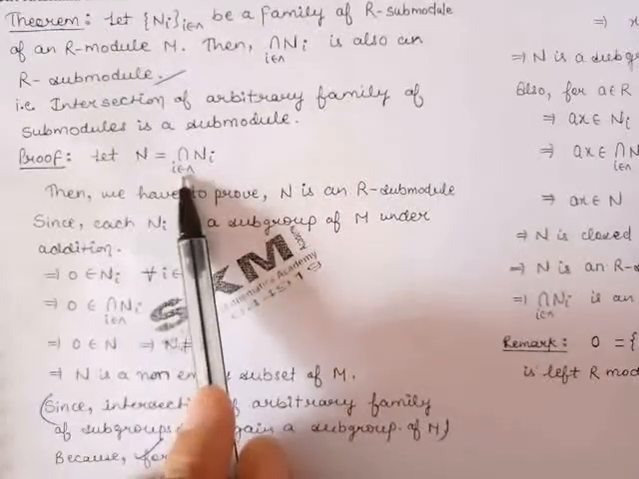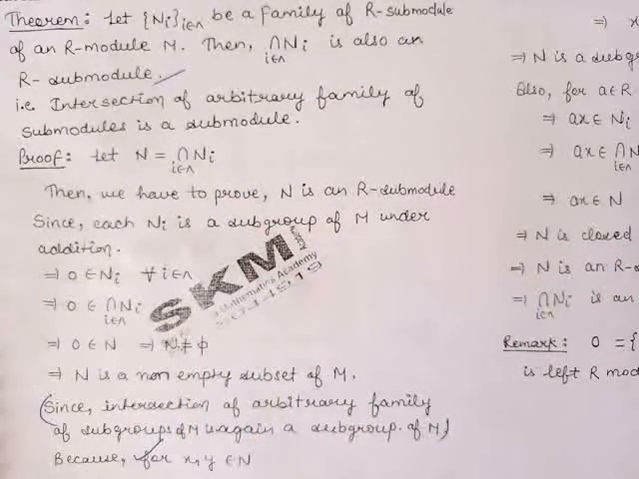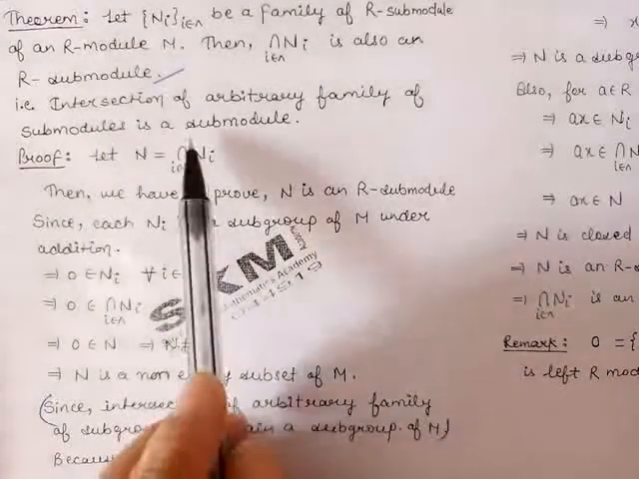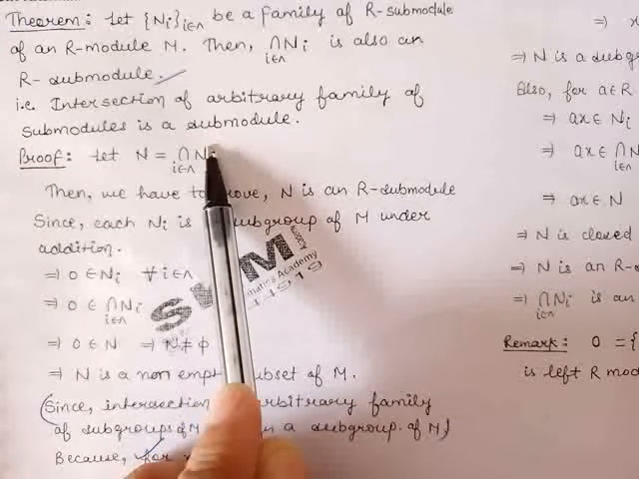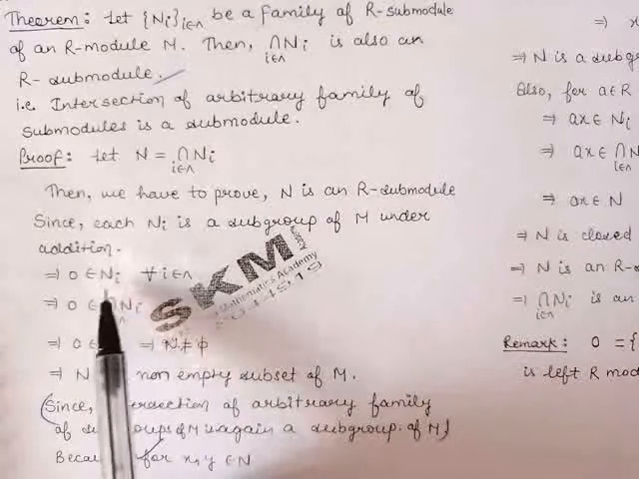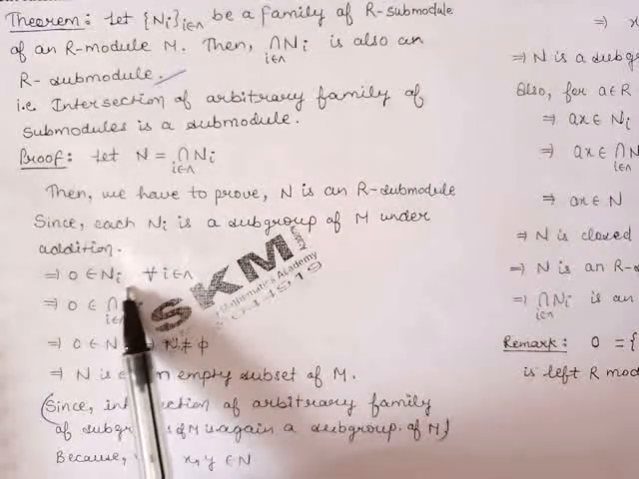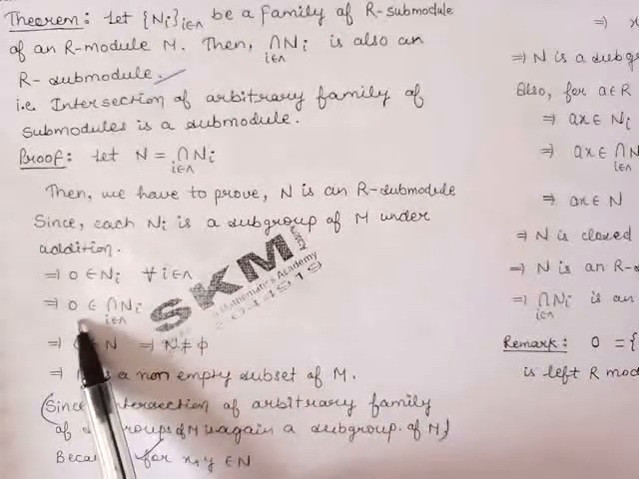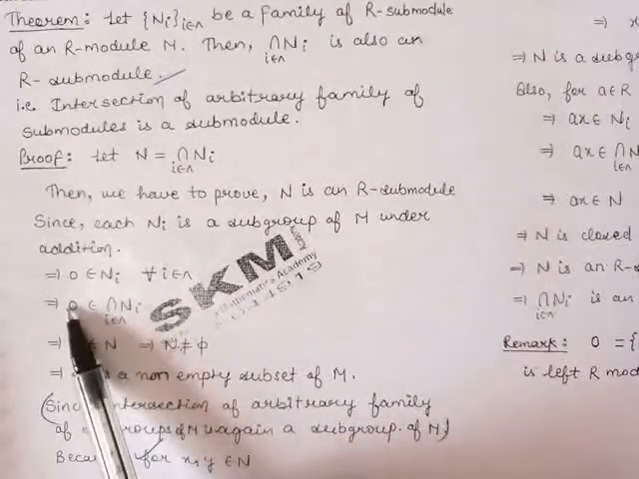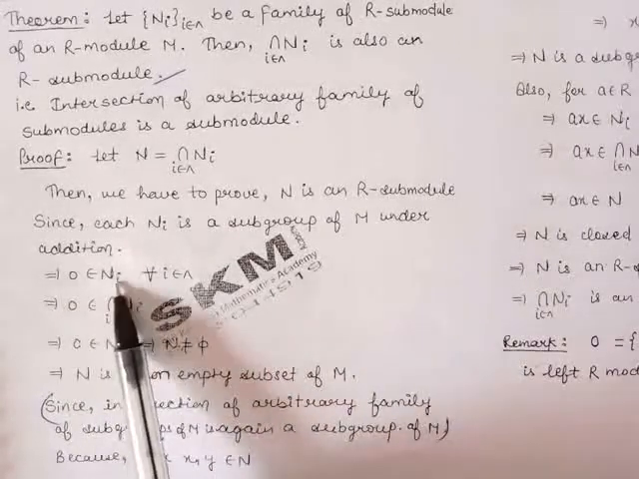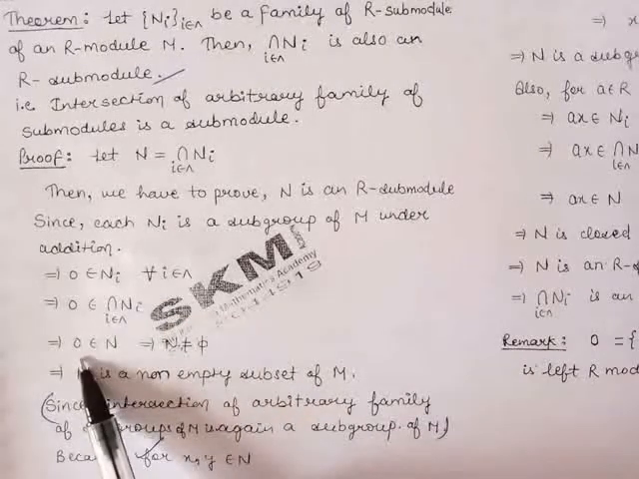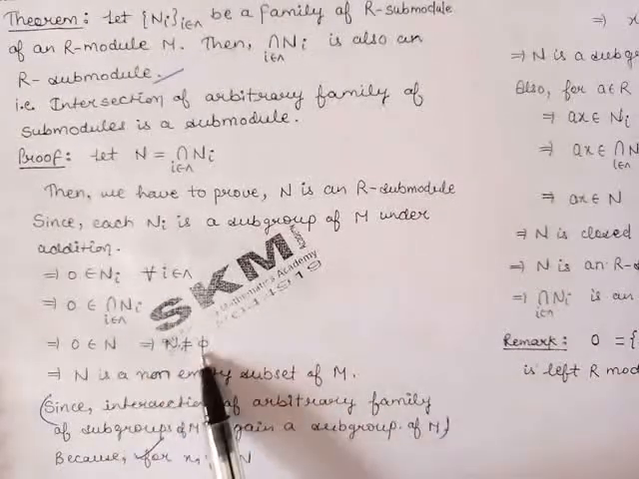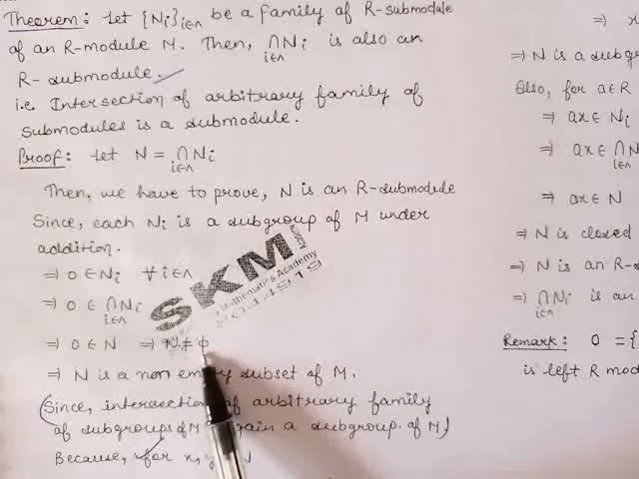To show that this is non-empty, because each Ni is a submodule of M, the identity element belongs to each Ni, because Ni is a subgroup of M under addition. So this additive identity belongs to the intersection of all these Ni's, and this is N. So we can say that the additive identity belongs to N. So N is a non-empty subset of M.